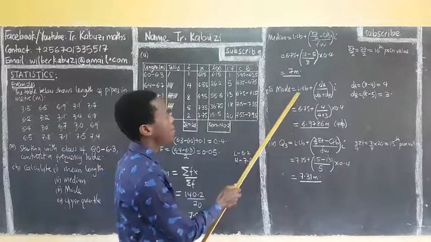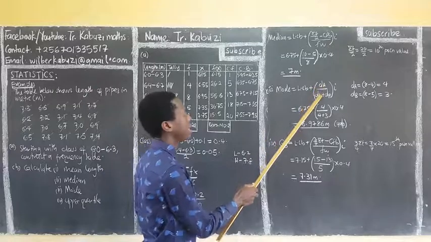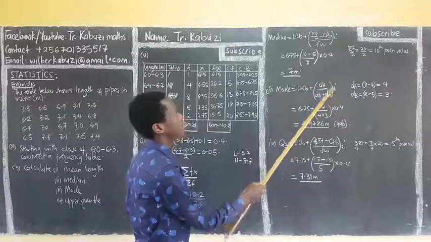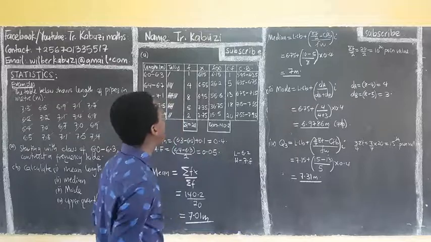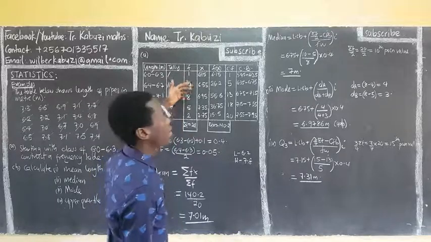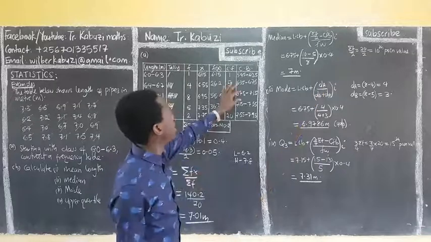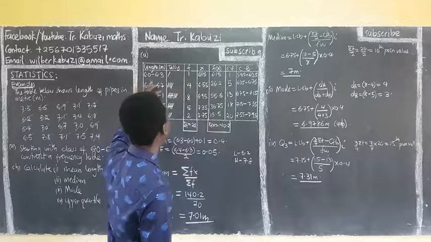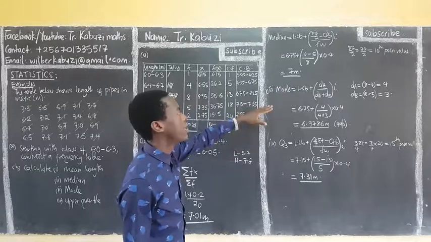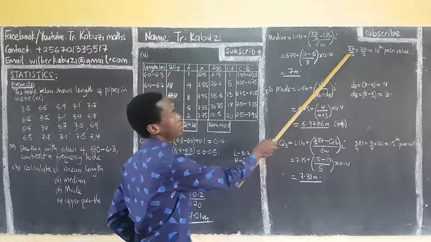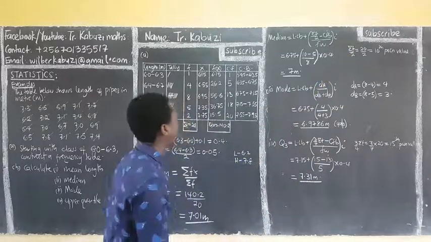Then the mode is given by this plus this, dA over dA plus dB times I. This dA, I mean the frequency above the one in the median class. We have seen that our median class is going to be this one. So we use also this column. So to get always the mode, you always first compute this one so that you can get the median class.